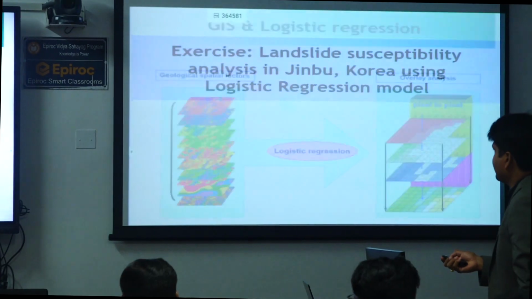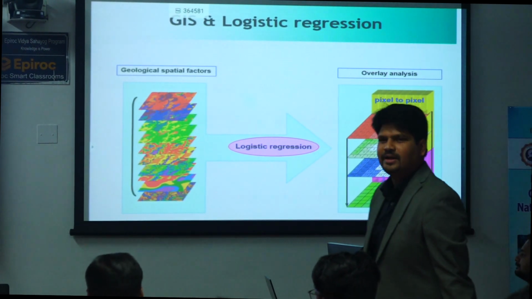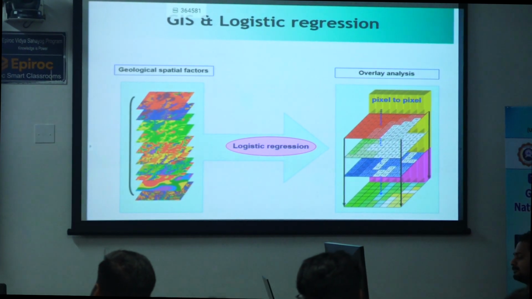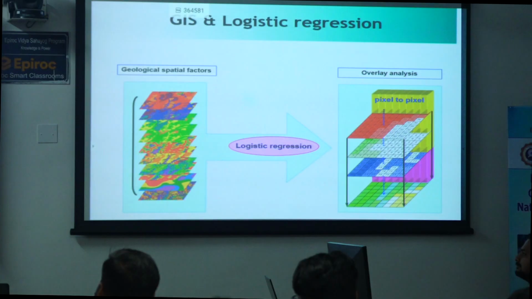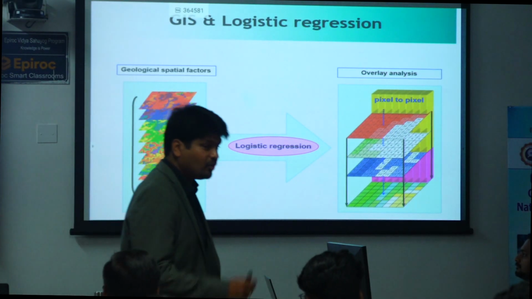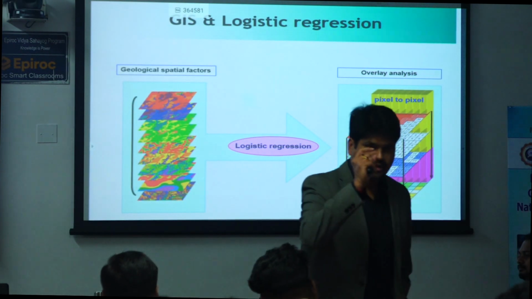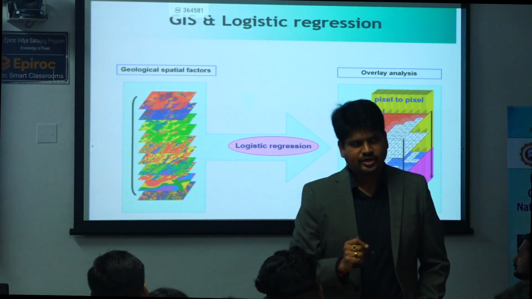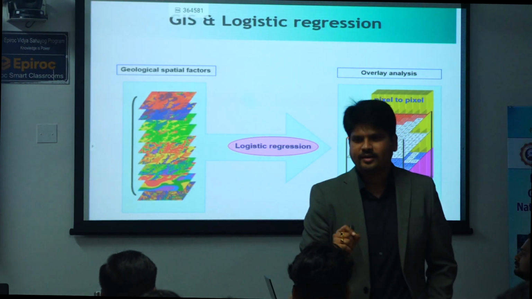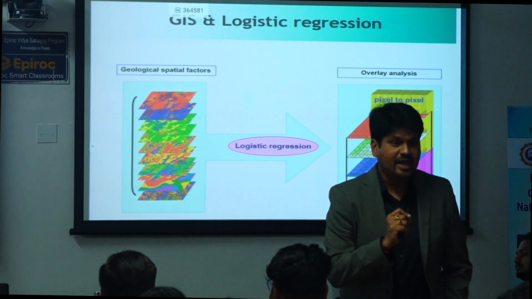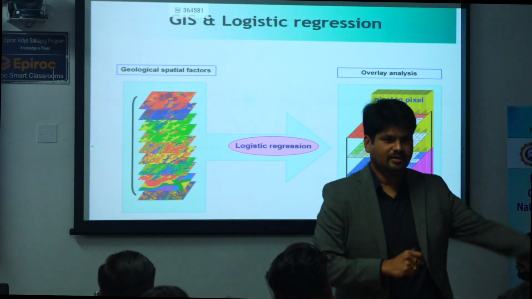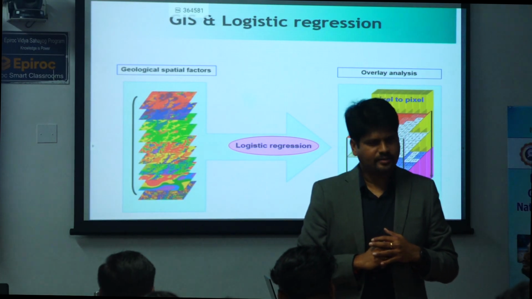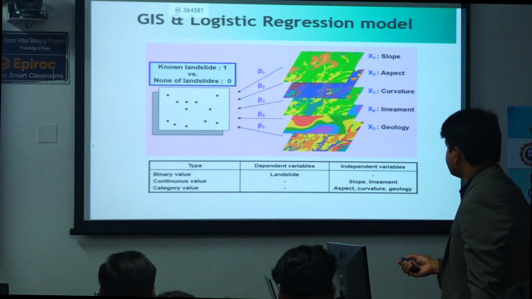Now, logistic regression model. Same input, all inputs are the same. Here the most important aspect to understand is which conditioning parameters are continuous and which conditioning parameters are categorical, because when you run the logistic regression model, it will ask you to specify which data are categorical and which are continuous.